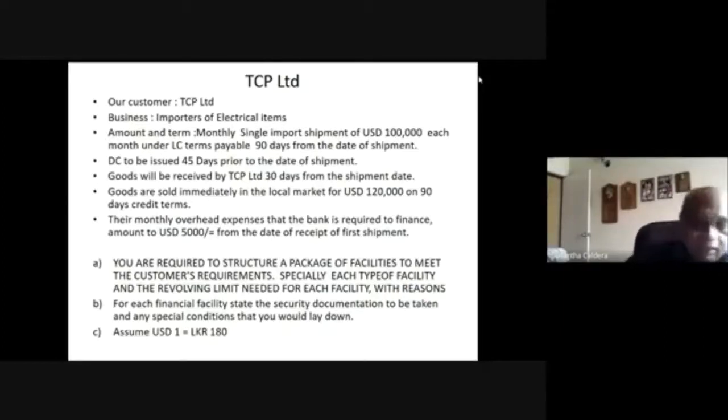Okay. Right. Now we'll draw the straight line. On the extreme left, you have to mark the LC value and the terms. What is mentioned there? US dollars 100,000. Right? 90 days from the date of shipment. 90 days from shipment.